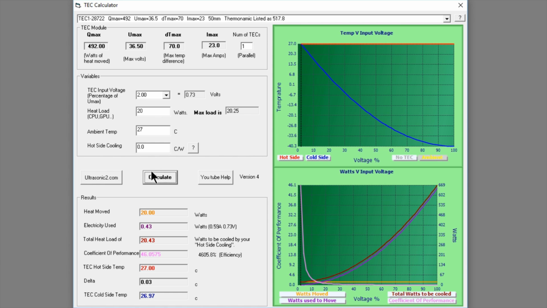As you've noticed, as I've been reducing the input voltage, the amount of heat that I could move was reducing. So if we had a 200 watt heat load, this is pointless. You could never achieve this efficiency because you can never move the 200. We could add more TECs.